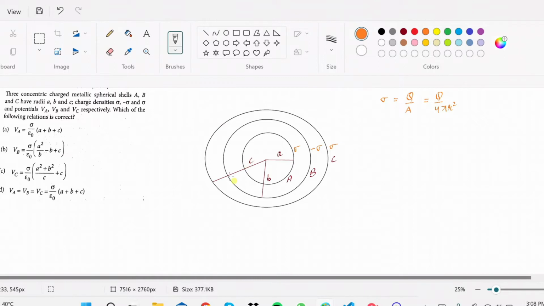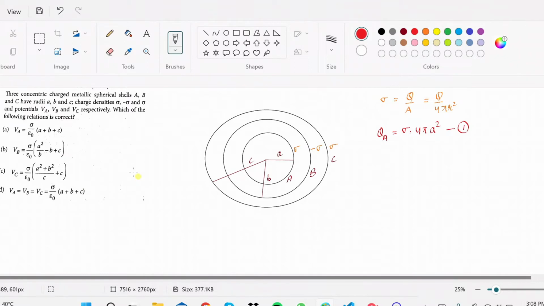The first thought that comes to mind is: sir, are we given the charge? No. So what is the basic thing we have to figure out in this situation? You have to figure out the charge first. So let's figure out the charge for each sphere. What is the charge on the first sphere? QA equals sigma into the area of the first sphere, so 4 pi a square. Equation number 1. I hope no one has any doubt in this. Let me repeat again: charge equals surface charge density into area.